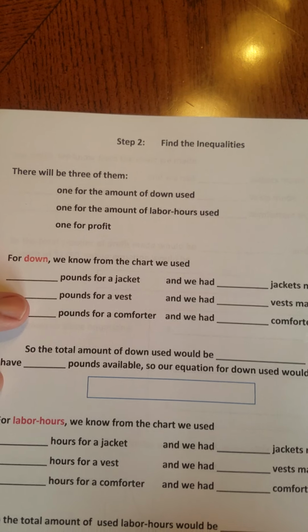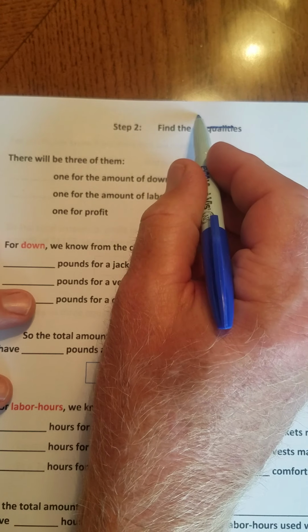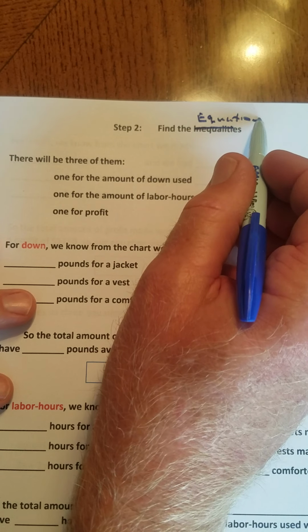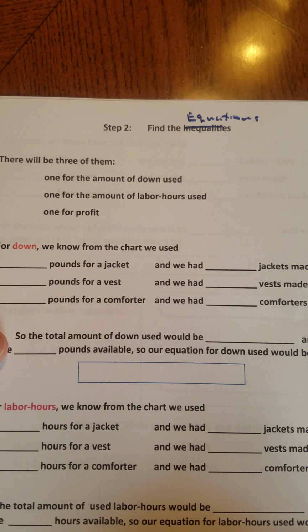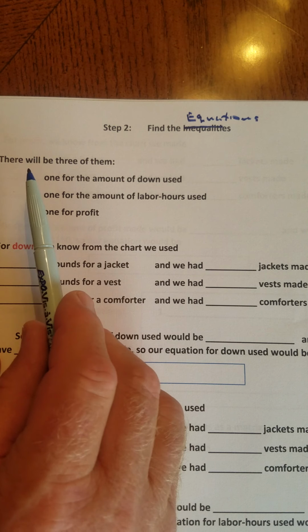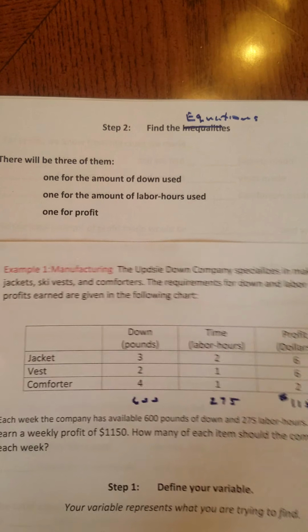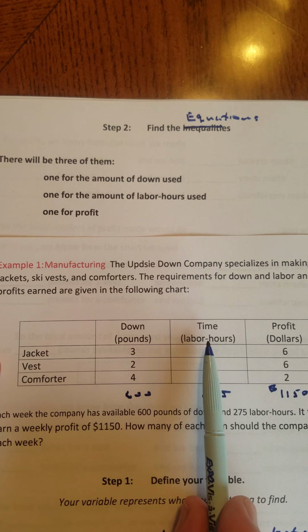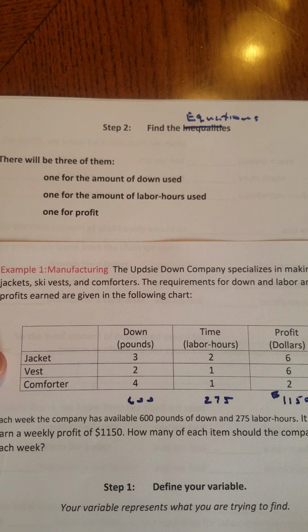Okay. Now we want to find, I've got inequalities. Those should be equations. And that's really all we're doing. We're just setting this up. We're not going to solve the problem all the way through. But there will be three equations. And if you go back to here, we're going to have an equation for down, an equation for time, and an equation for profit. Each column has its own equation.